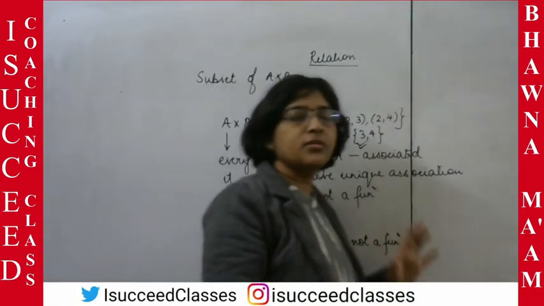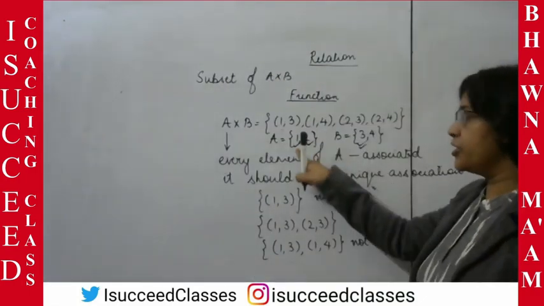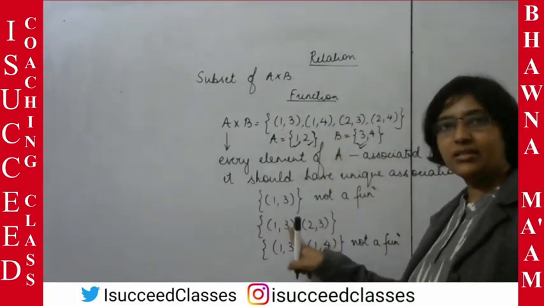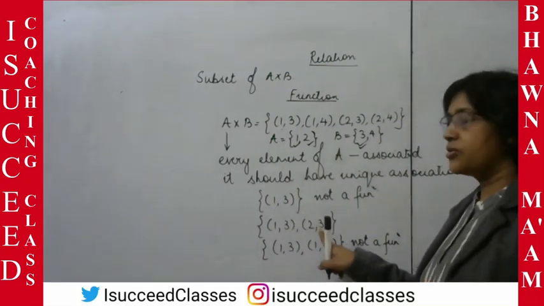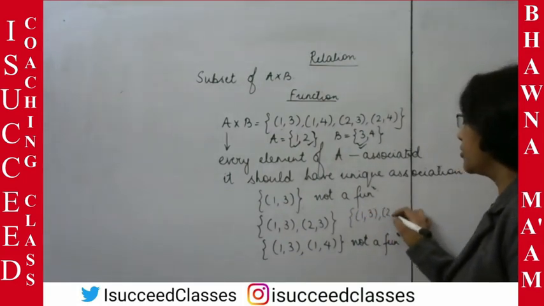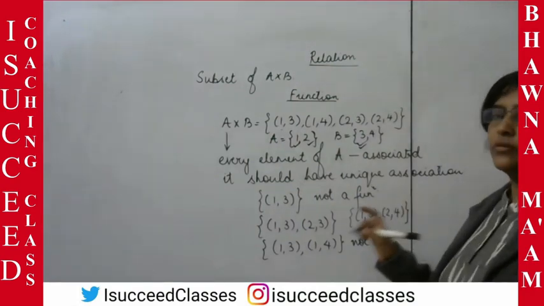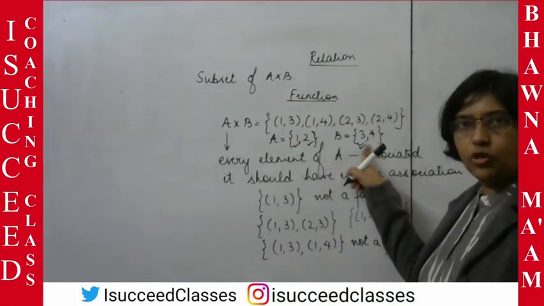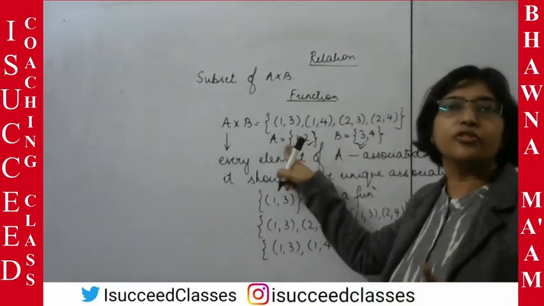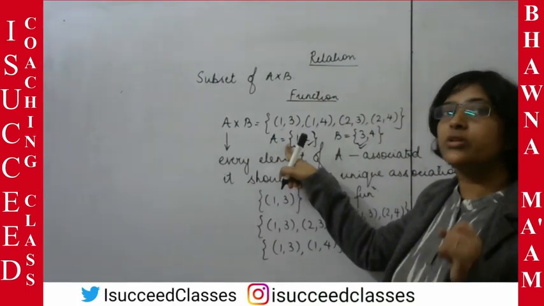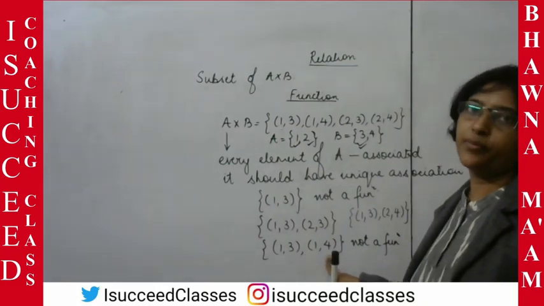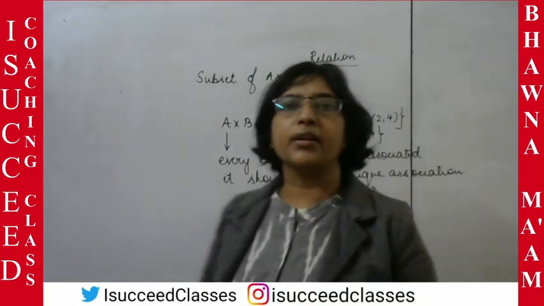So by function, we mean that every element should be associated and it should have only one value. Like 1 is related to 3, good. 2 is related to 3, fine. It can also be like this, 1 related to 3, 2 related to 4. So all elements of B may or may not be associated. But every element of A should be associated, and that also in a particular way. That is, if 1 goes to 3, 1 cannot go to any other number. So this is what we mean by a function.